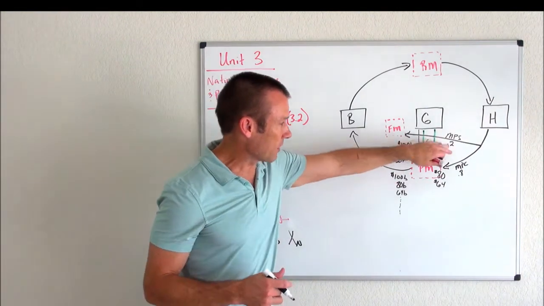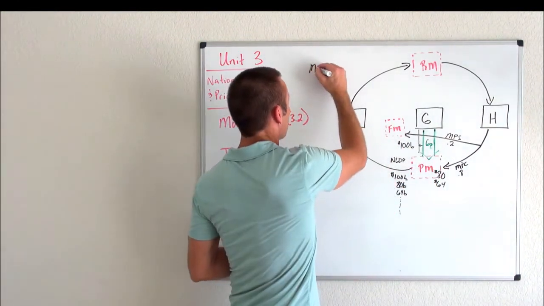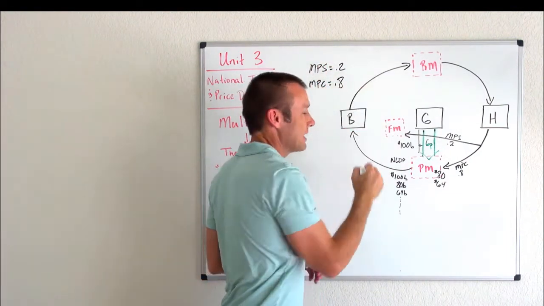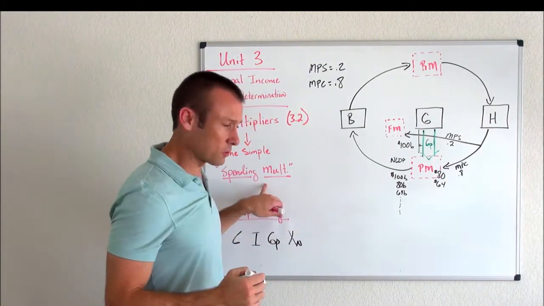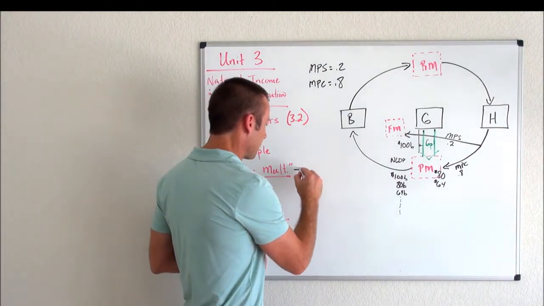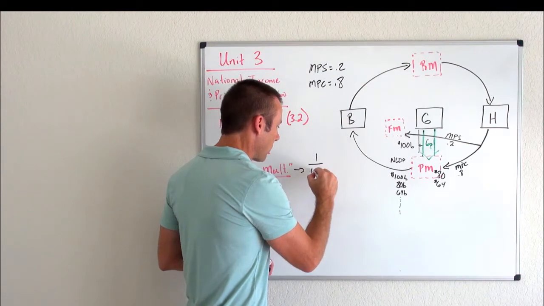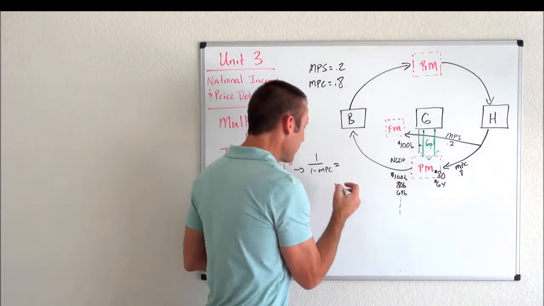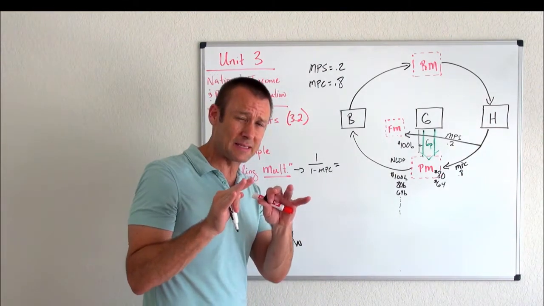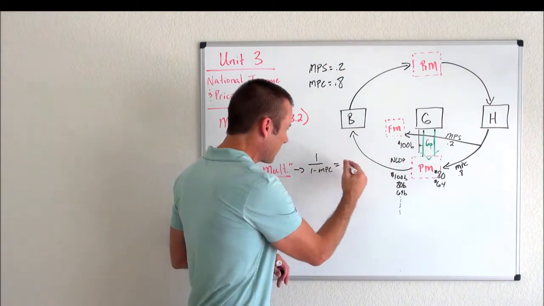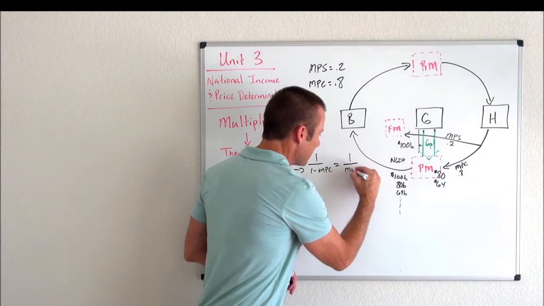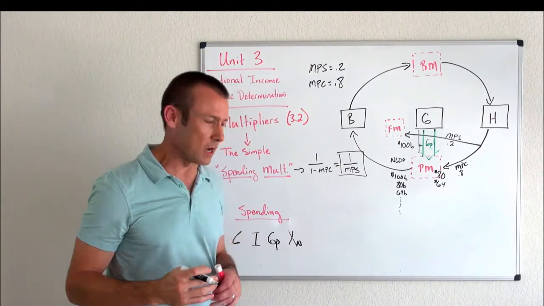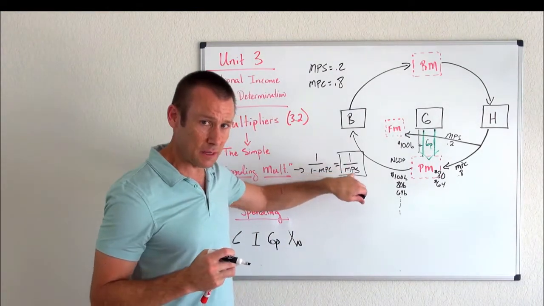Well, you see that we've already written an MPS of 0.2 and an MPC of 0.8, all right? The formula for the spending multiplier is 1 over 1 minus the MPC, which I'm not really fond of. Or you could rewrite that. Remember, MPS and MPC added together equals 1, so you can rewrite this as 1 over the MPS. That's the one that I like, okay? That's the one that my mind holds on to. That is the spending multiplier.